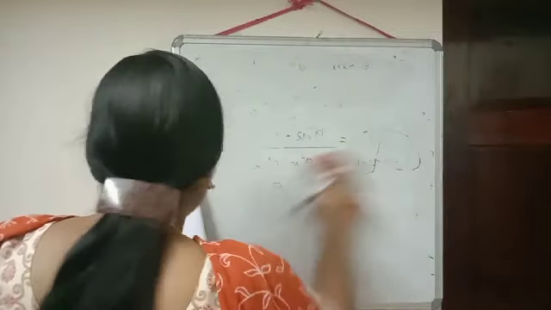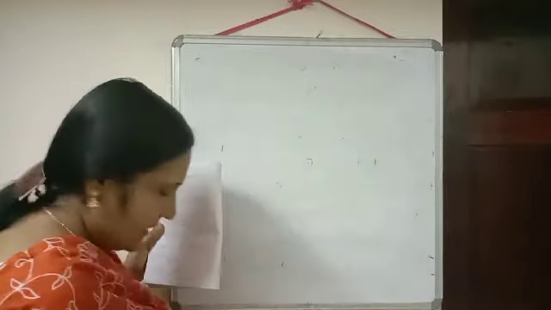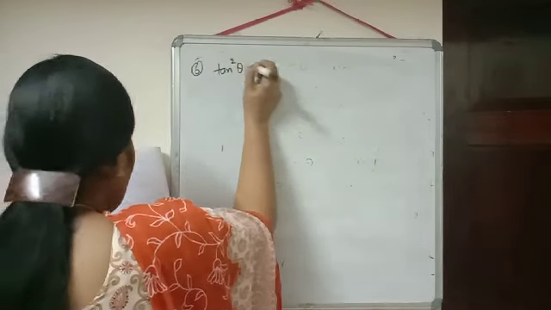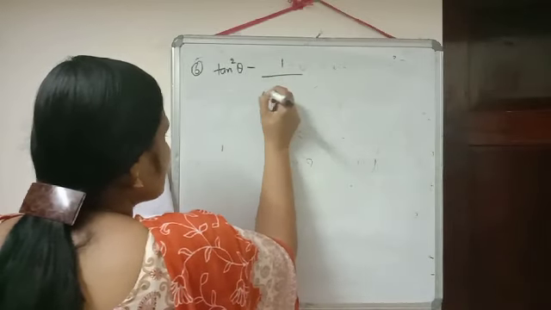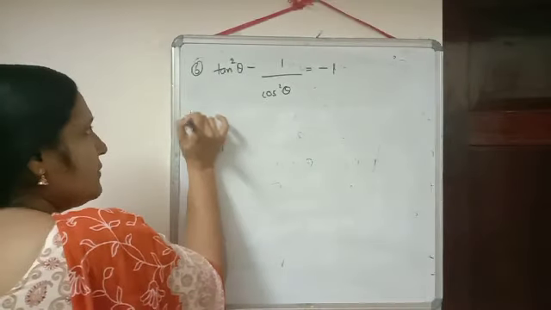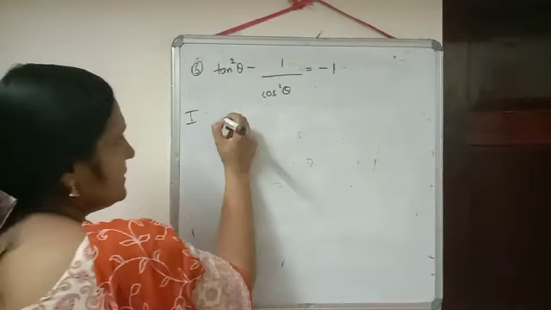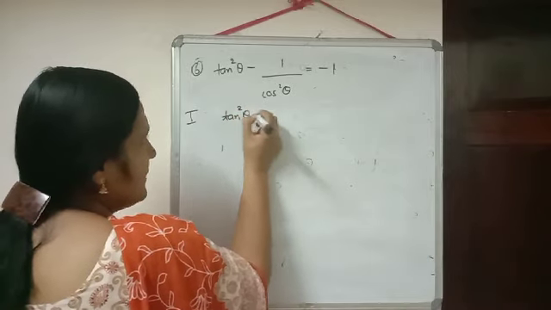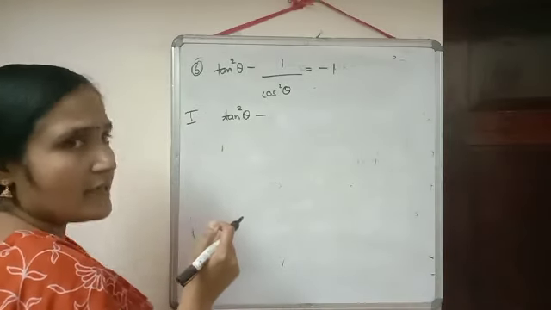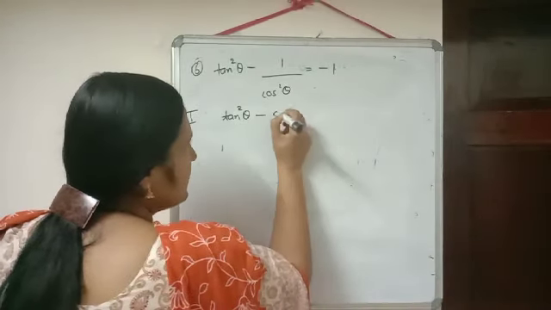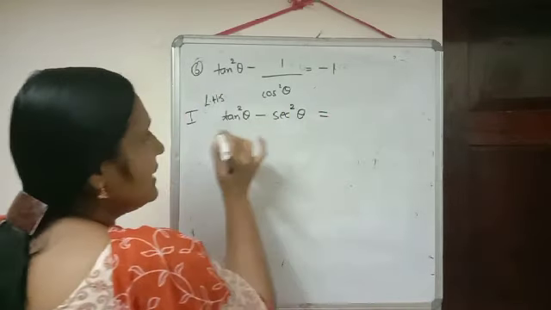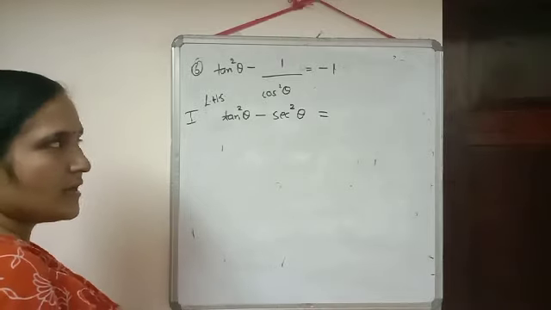Question number 6 is tan square theta minus 1 by cos square theta is equal to minus 1. So here also I will explain you both the methods. So first method is tan square theta minus 1 by cos square theta. What is the reciprocal of cos square theta? Sec square theta. So it will come sec square theta on the left hand side. So we are getting here tan square theta minus sec square theta.